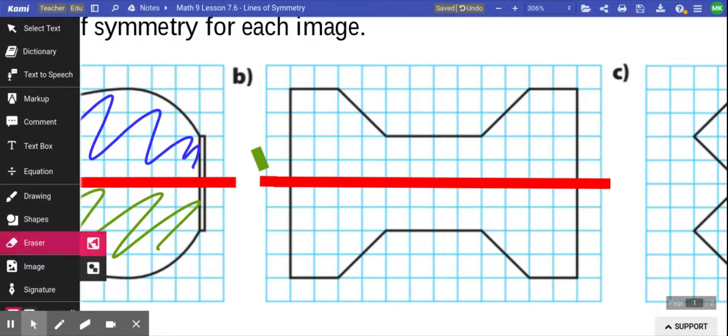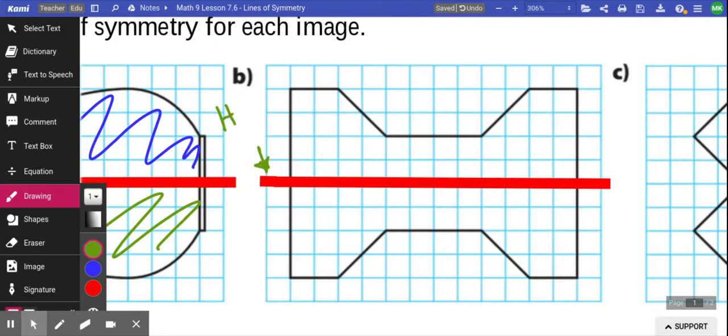Oh, geez, sorry. This horizontal line of symmetry.